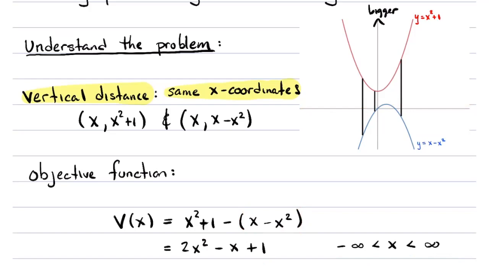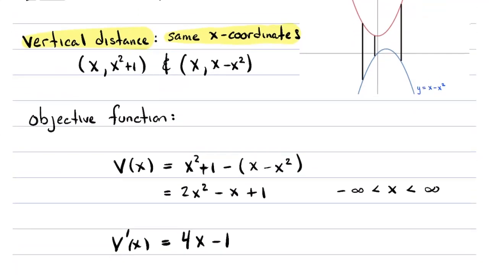Okay, now it's kind of downhill. That's kind of the work in these applied optimization problems. Once you've got your objective function and you know its domain, you unleash section 4.3 on it. I take that objective function's derivative. Derivative of 2x squared minus x plus 1 is 4x minus 1.